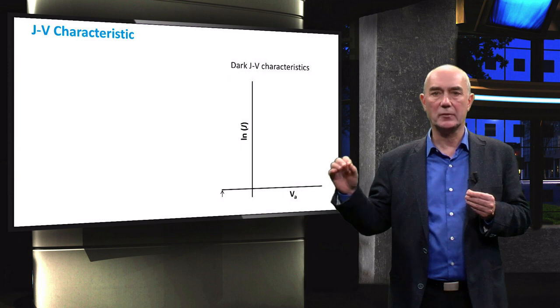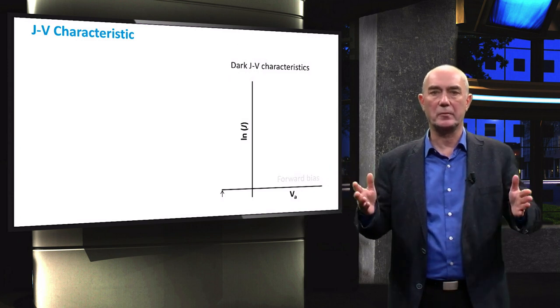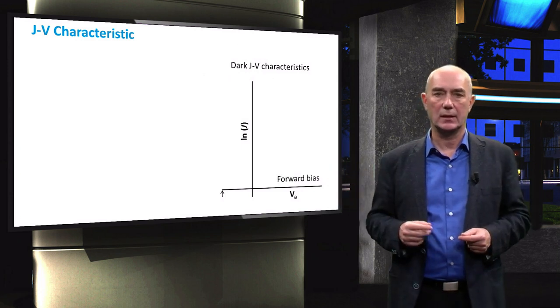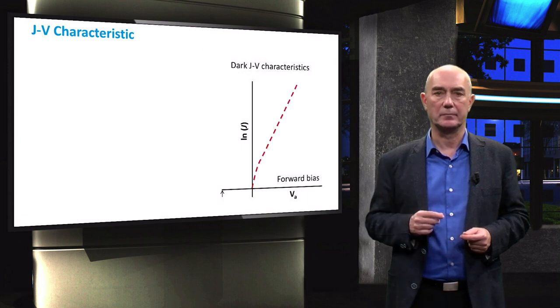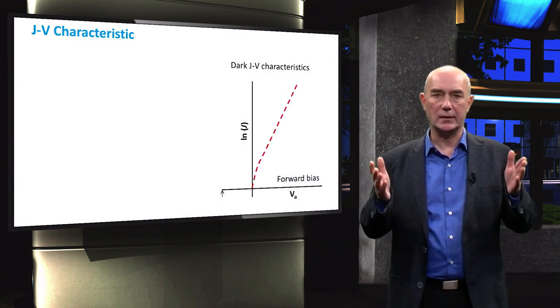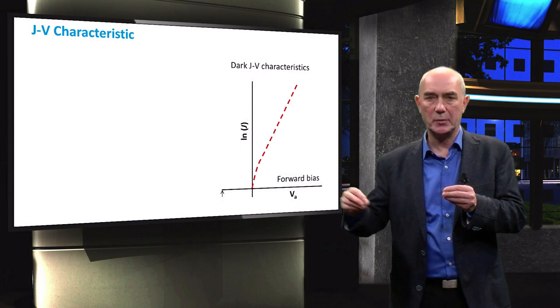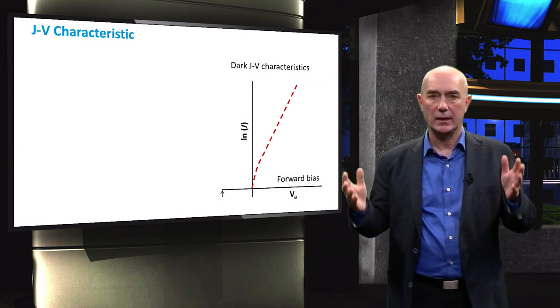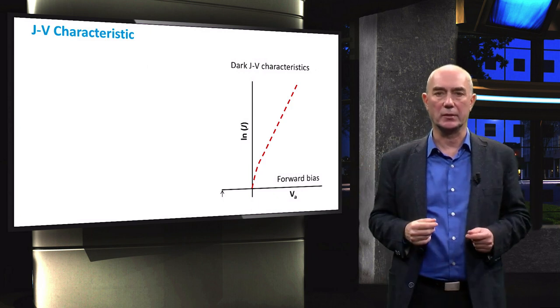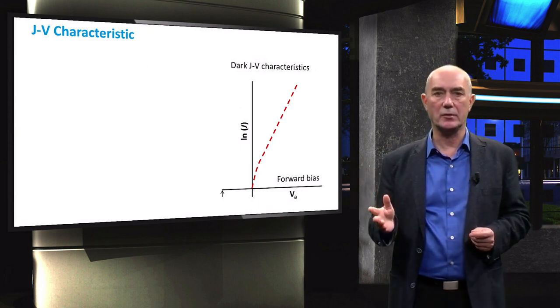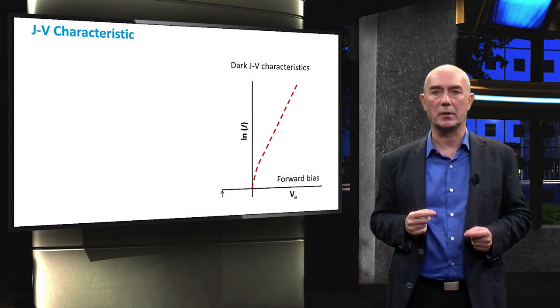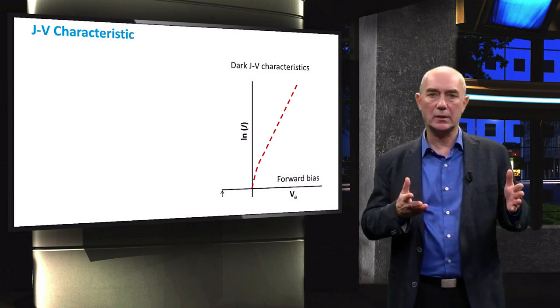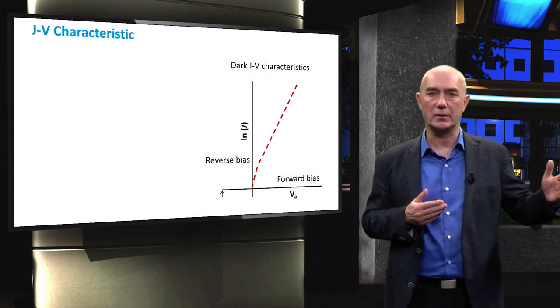On the right side of the plot, we have the forward bias region. Let's plot the current density. We can see that the current density exponentially increases as we apply a forward bias. It looks fairly linear in this plot, but that is because this is a semi-logarithmic plot. Now let's look at the reverse bias region.